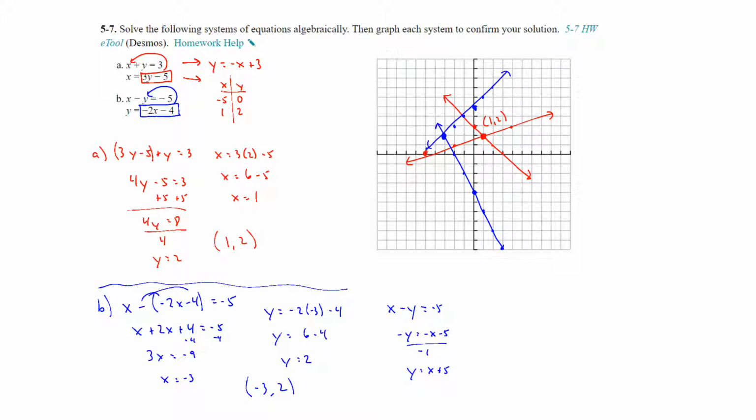And that point should be the point that we had before, which is negative 3, 2, so it does verify what we got before. So that's how you can solve a system using substitution and then graphing them and checking to see where they intersect.